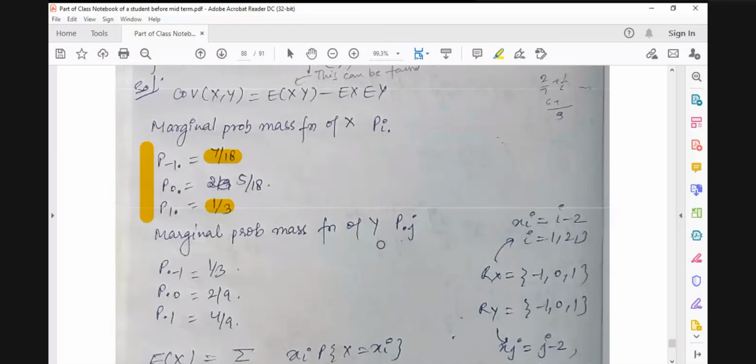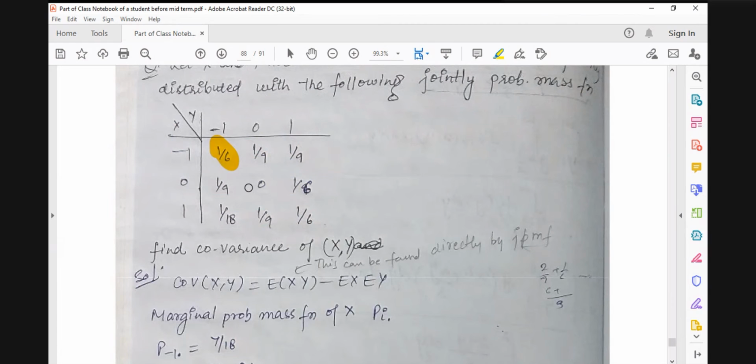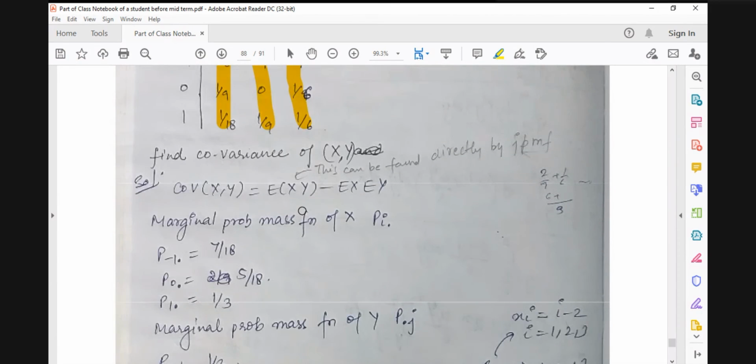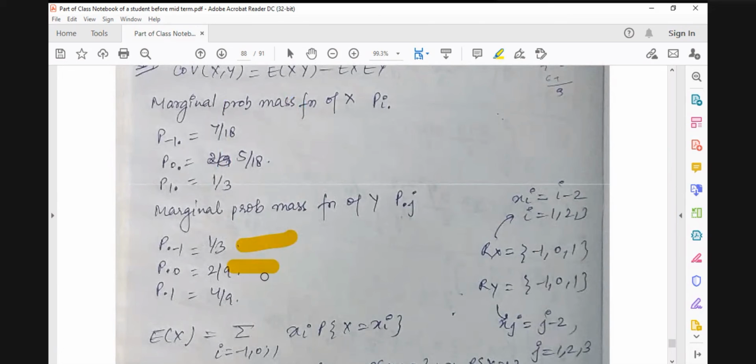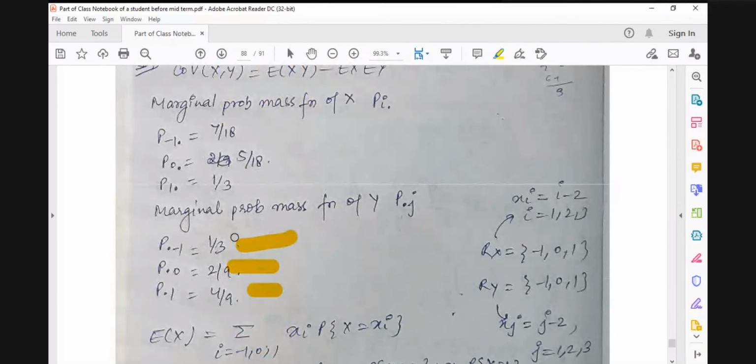Similarly, you calculate for y. I am using this dot y, so this -1 for y means I now have to add these three column values to get the probability, and then these three values, and then these three values. Once I have these three values, I can say this is my marginal probability mass function of y.